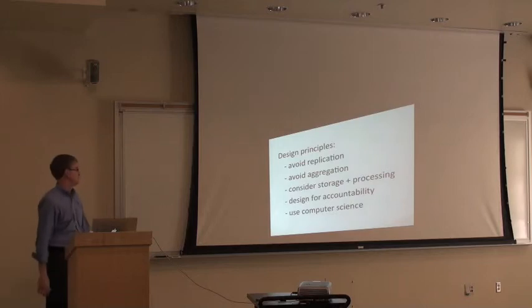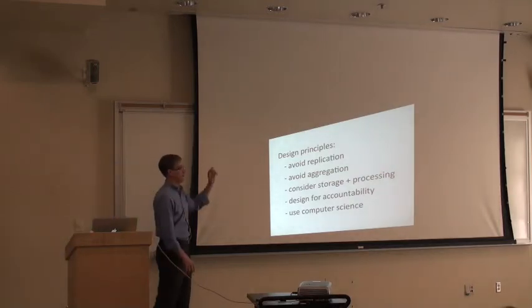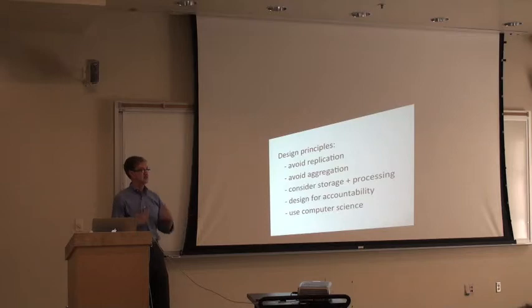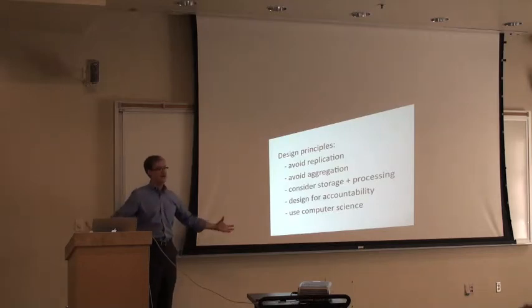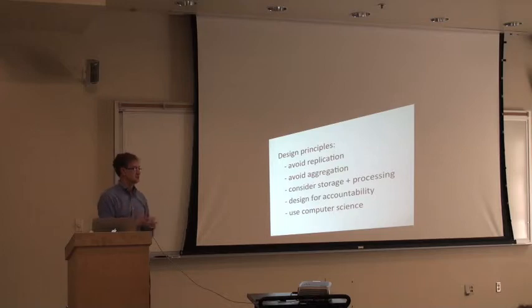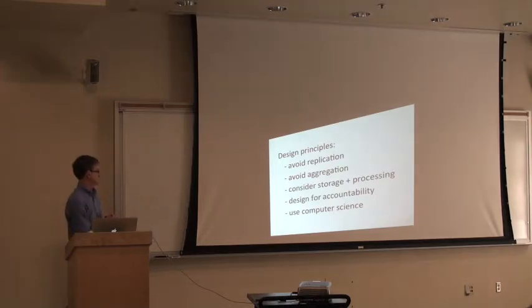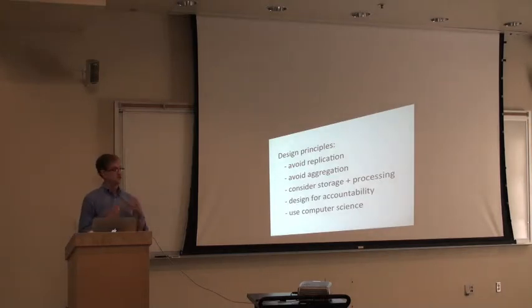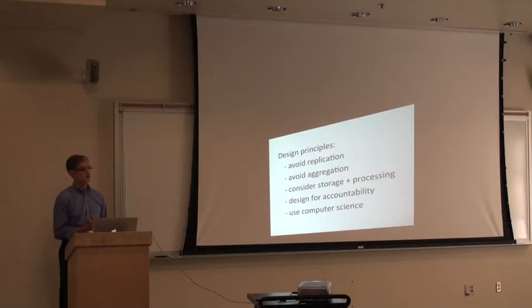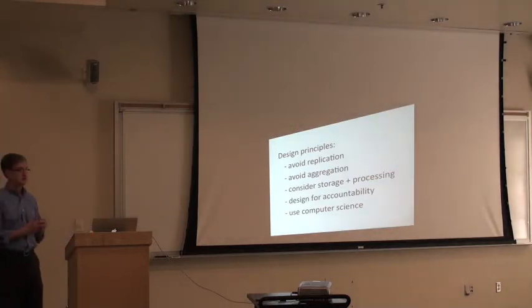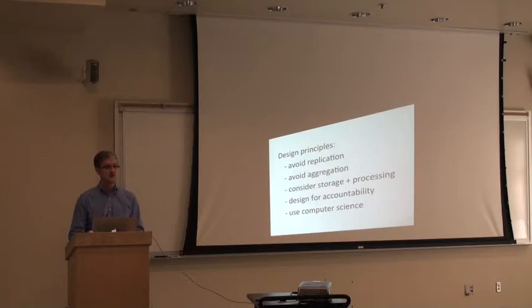You can come up with some easy design principles. Try to avoid replication of data. The more places the data is in, the more opportunities there are for abuse. Try to avoid aggregation of data into one place. That also increases the possibility of abuse or a breach. Think about not just storage, but processing. When lawyers talk about this, they always talk about storage, but we're computer scientists, we actually care where the computation happens, for obvious reasons. We want to design for accountability, as well as other things, and we like to use actual computer science in thinking about this instead of just saying, gee, that looks hard.